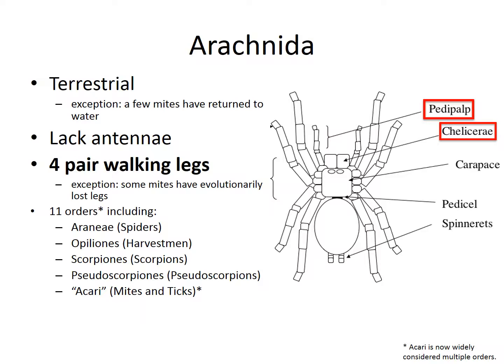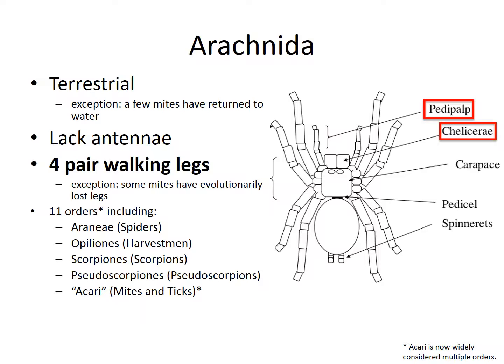The things that unite arachnids as a group are first that all arachnids lack antennae. There are no sensory antennae on these guys. Secondly, all arachnids have 4 pairs of walking legs, or at some point in their evolutionary past, their ancestors had 4 pairs of walking legs. There are a few mites that have secondarily lost legs, but for the most part, you'll always see an arachnid having 4 pairs of walking legs.